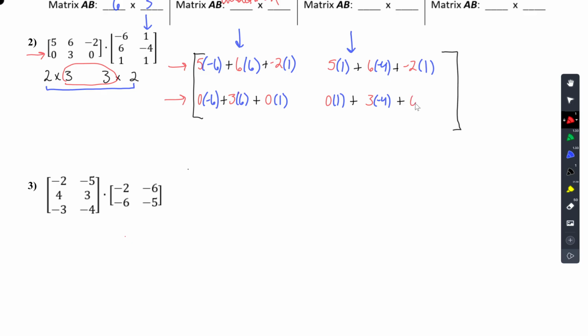So it'd be 0 times 1. And then now it's just hardcore math. So now you're going to have to do all this. So what I'm saying is, if you want to do -30 plus 36 plus -2 every time, that's fine. I'm just showing you where the numbers come from. So this would be 0, 18, 0. This would be 5, -24, -2, 0, -12, 0.